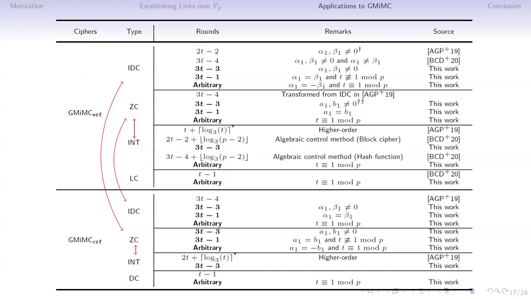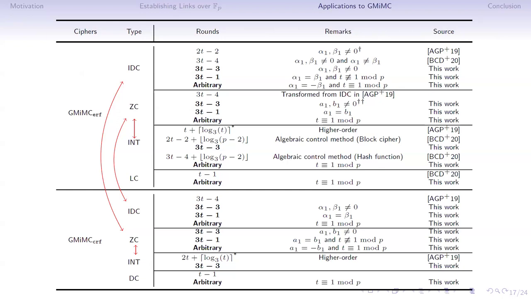Note that this is the special arbitrary number of rounds IDC we obtained, which shows a difference between the prime field FP and the binary field. We'll talk about it later.